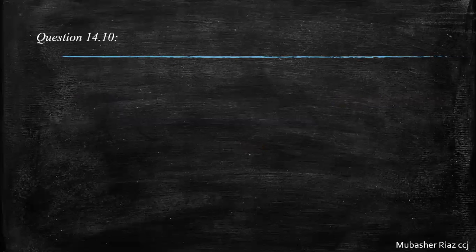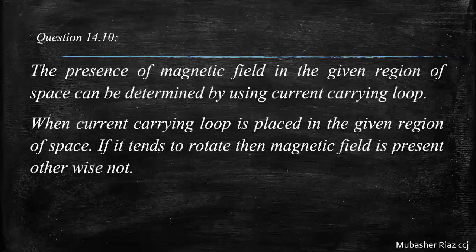Question number 10. How can a current loop be used to determine the presence of magnetic field in the given region of space? कि आपको एक specific region given है और आपने ये determine करना है कि क्या वहाँ magnetic field मौजूद है या नहीं, और इसके लिए आपके पास जो available apparatus है, that is only a current carrying loop. So with the help of that current carrying loop, we have to determine the presence of magnetic field in the given region of space. So it is very simple. By placing that current carrying loop in the given region, if it tends to rotate, then magnetic field is present.